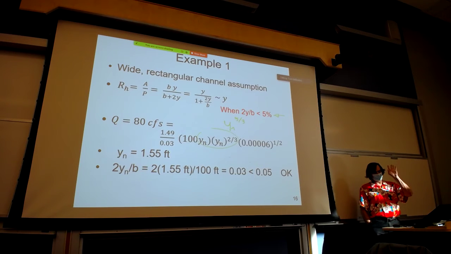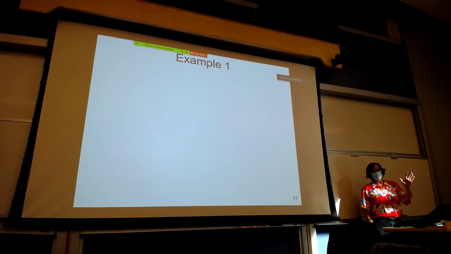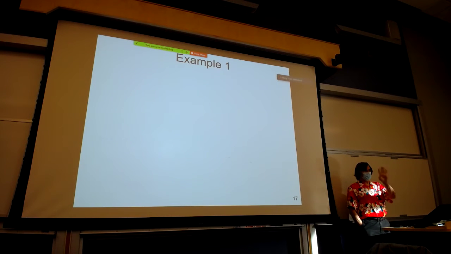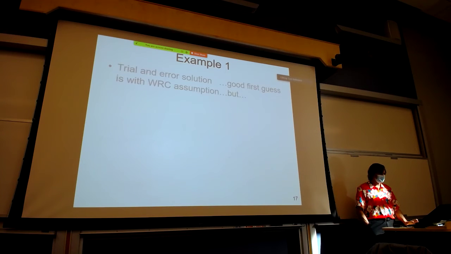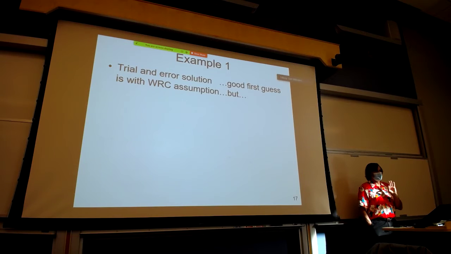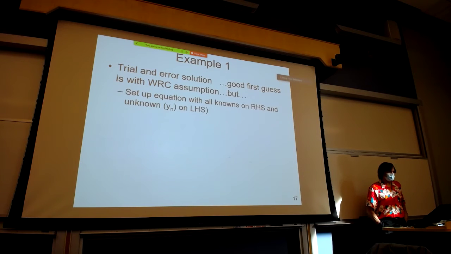And I just wanted to show you an example of when it did work. But if it didn't work, or if you just want to start with the trial and error, you can code this into Excel and just use the solver to do this for you. But the wide rectangular channel assumption is a good first guess in the trial and error solution. In this case, if you're doing trial and error, you set up the equation with all the knowns on one side and the unknowns on the other side.